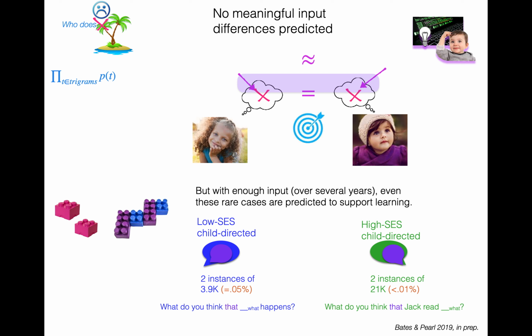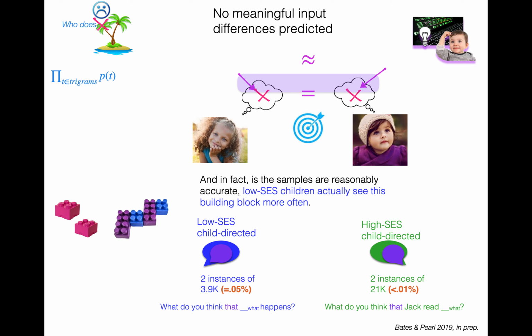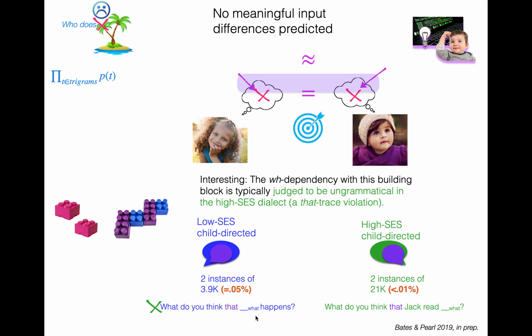So, with enough input over several years, though, even these rare cases are predicted to support learning, if you have enough time to encounter these things. And in fact, if the samples are reasonably accurate, low SES children actually see this building block more often, right? 0.05% is greater than less than 0.01%, right? So they're seeing it more often. And what's interesting is that here, what do you think that happens? This WH dependency with this building block actually, in the low SES child-directed speech, is typically judged to be ungrammatical.